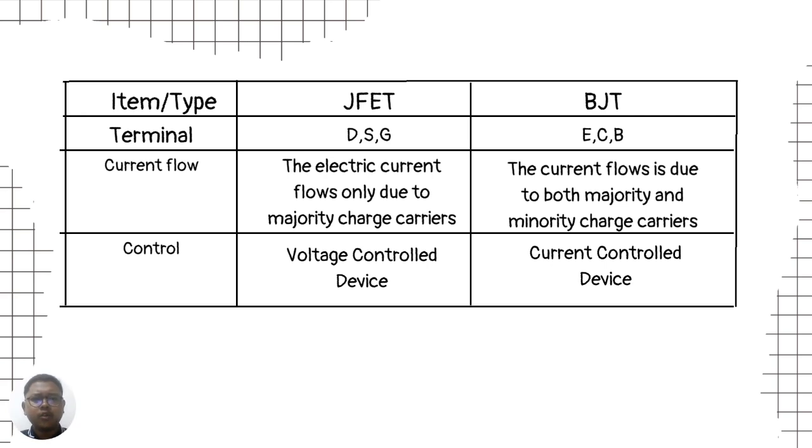For current flow, in JFET, the electric current flows only due to majority charge carriers. Meanwhile, in BJT, the current flows due to both majority and minority charge carriers. For control, JFET is a voltage control device, meanwhile BJT is a current control device.